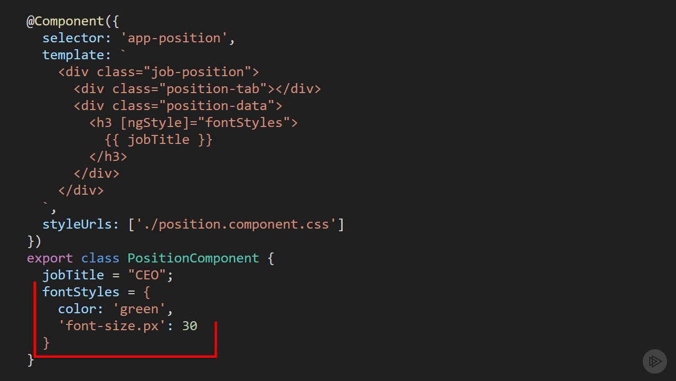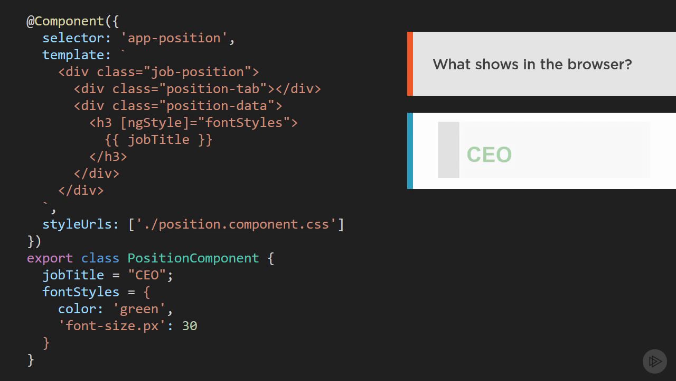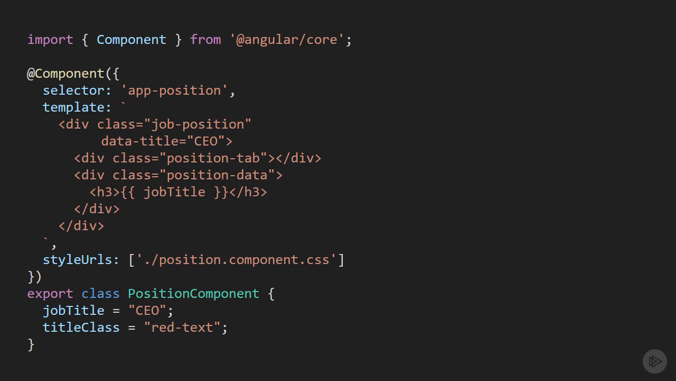So in this case, we're setting font styles to an object literal. We're setting the property color to green, and we're setting the property font-size.px to 30. What shows in the browser? We get a big green CEO. So the great thing about ng-style is that as our application state changes, we can dynamically update any CSS property we want. The last thing I want to look at is binding to attributes.